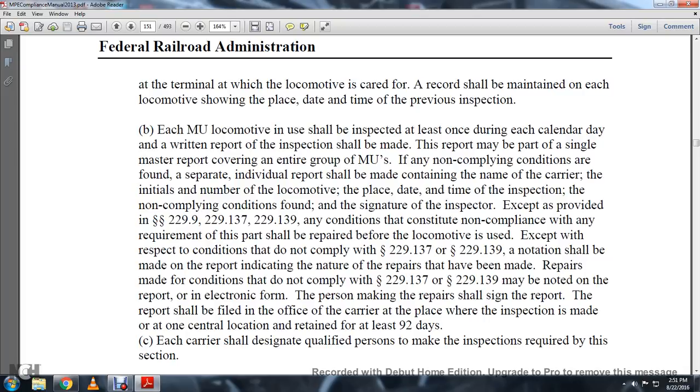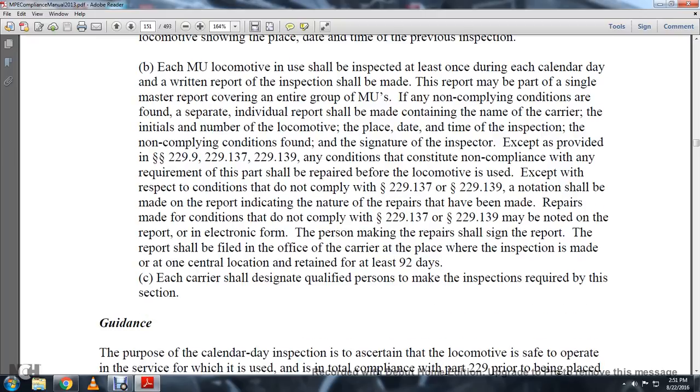Any conditions that constitute non-compliance with any of the requirements of this part shall be repaired before the locomotive is used, except with respect to conditions that do not comply with sections 229.137 and 229.139. A notation shall be made on the report identifying the nature of the repairs that have been made. The repairs made for conditions that do not comply with sections 229.137 and 229.139 may be noted on the report or in electronic form. The person who makes the repairs shall sign the report. The report shall be filed in the office of the carrier, or at the one central location where the inspection is made, and retained for at least 92 days. C. Each carrier shall designate a qualified person to make the inspections required by this section.